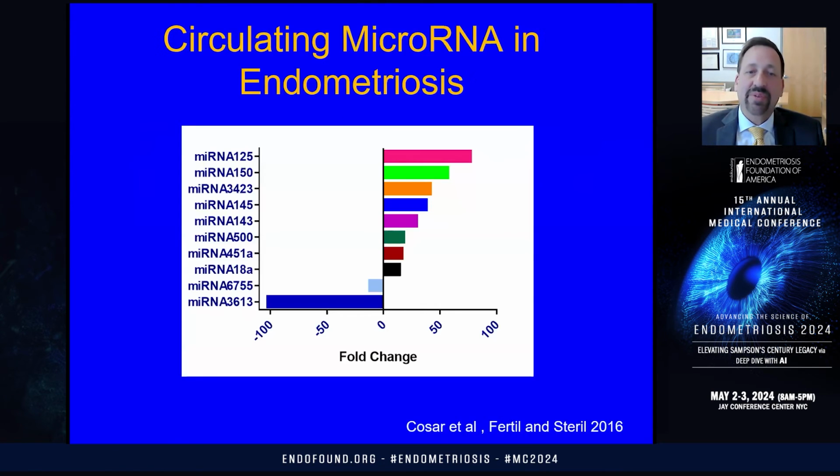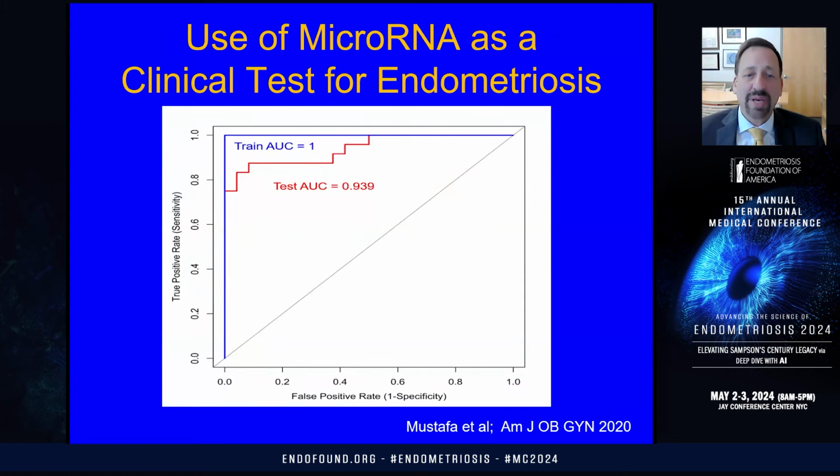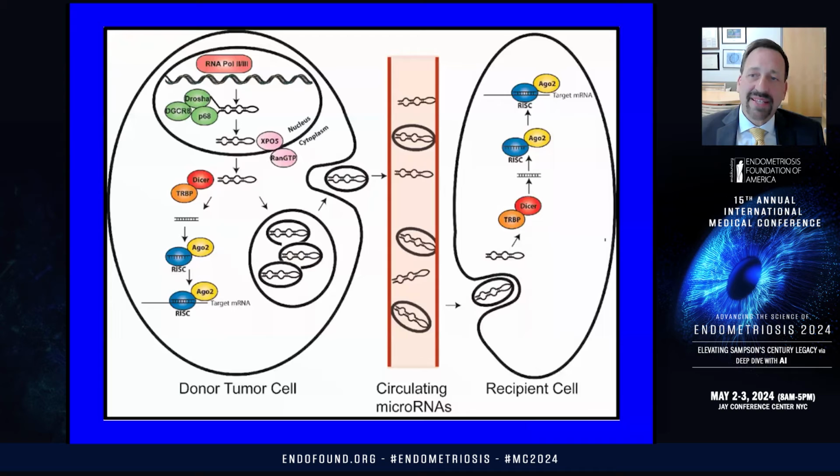And indeed, we showed that there are some microRNAs that are increased in endometriosis, some that are decreased. And we actually showed that you can make a pretty good diagnostic test for endometriosis using these microRNAs, with a very high area under the curve of this receiver-operator characteristic curve here. So potentially we can even use microRNAs as a diagnostic. But that's not what I'm here to talk about today. I'm talking about the whole body effects of endometriosis.